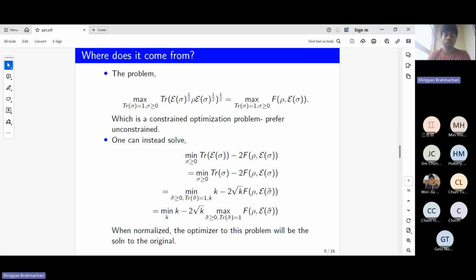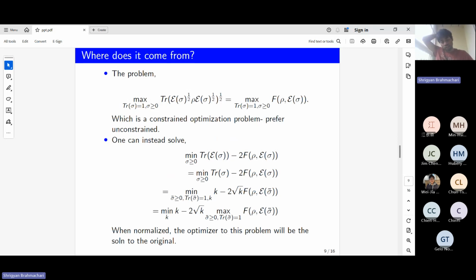That's the first equation. So what are the constraints here? It has to be any density matrix, which means it has to be positive semi-definite, but it also has to be trace 1. So it's a constrained optimization problem. For the way I'm going to motivate this, we prefer it to be unconstrained. So I'm going to show you how we unconstrain this problem.